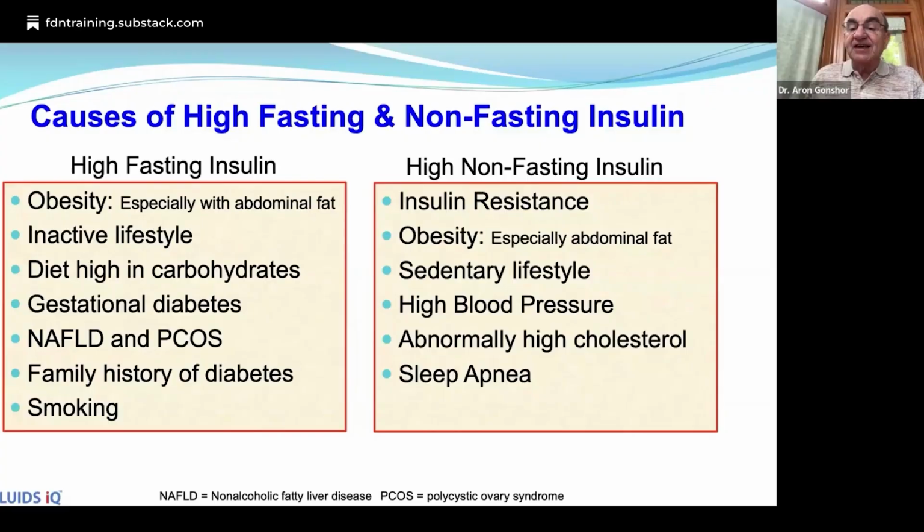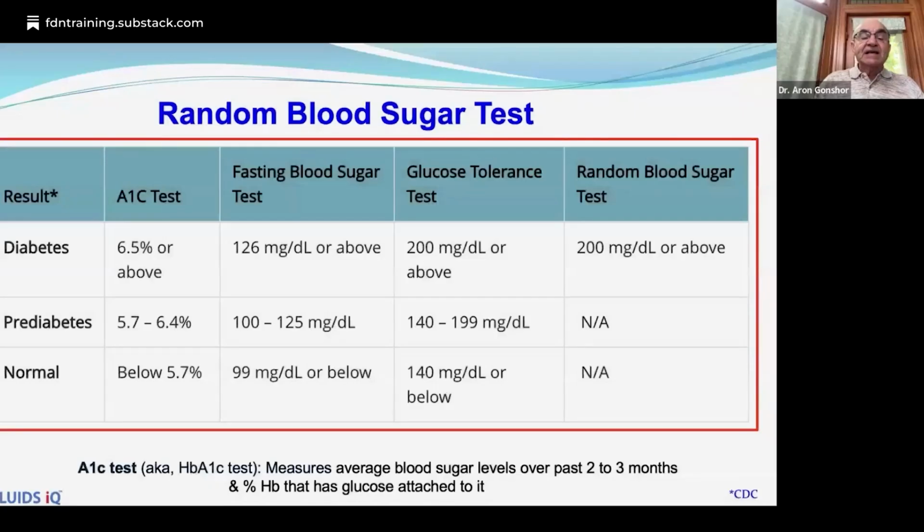Those with high non-fasting insulin, well, number one would be insulin resistance, simply because glucose is not getting into the cells and insulin is also building up in the blood. Obesity, a sedentary lifestyle, those with high blood pressure and abnormally high cholesterol, and of course, those with sleep apnea. Many of you are familiar with what you would see with various random blood sugar testing, which is the way in which normally you would be testing for insulin, etc.